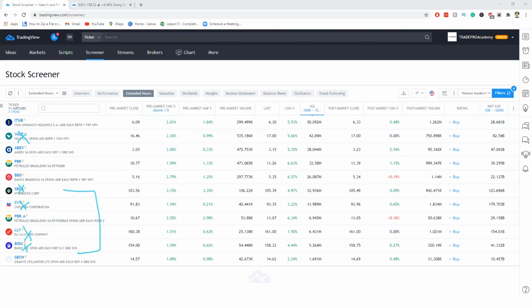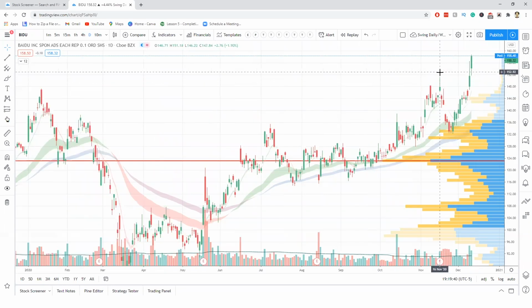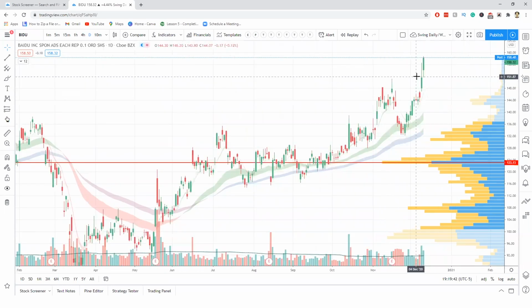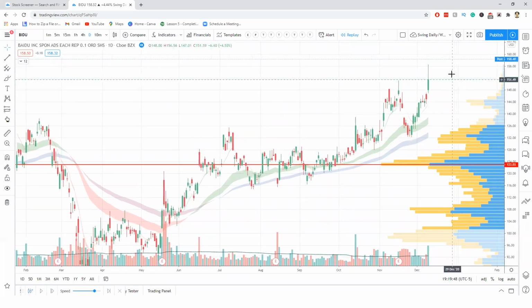So after I've done this and I've selected these, what I'm going to do is I'm actually going to go to my chart and do some analysis on them. So you can see this is after the day had happened, but this is Baidu, right? If we looked at it pre-market, we would have just seen something like this, right? And we had a nice pre-market move, right? It had good volume. It had a change. So it was looking pretty good.